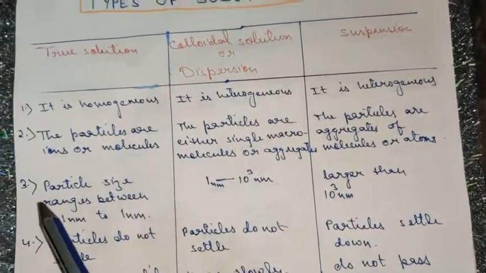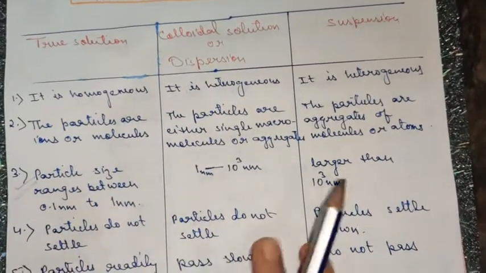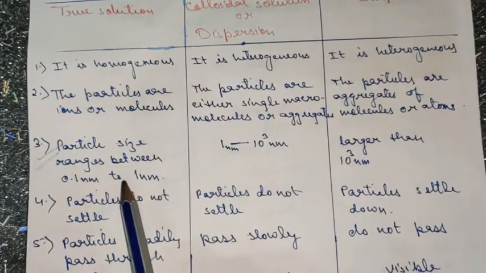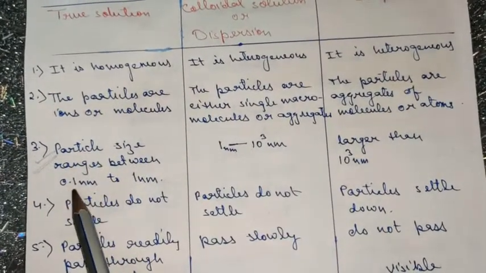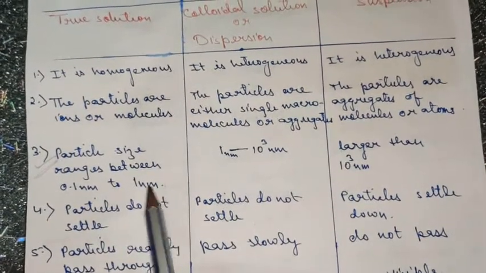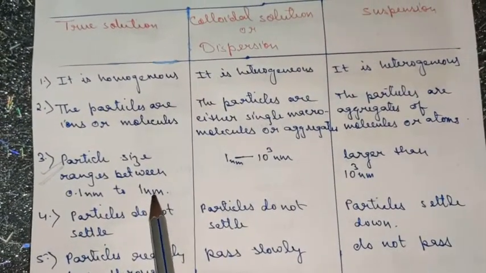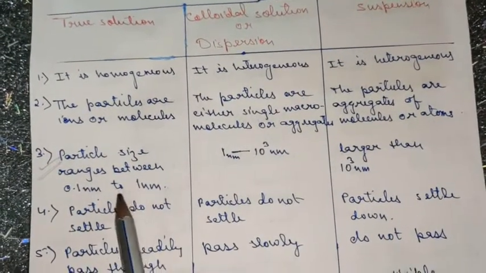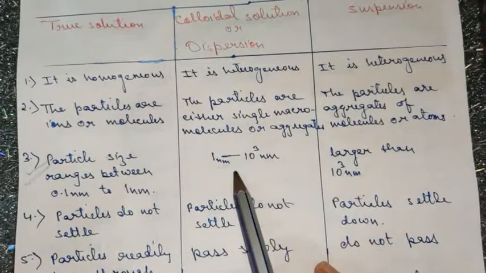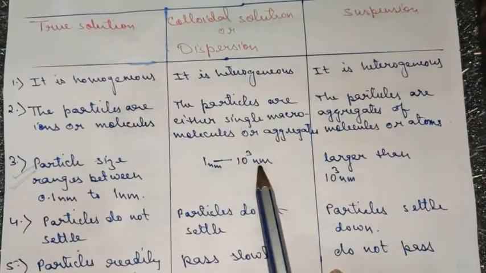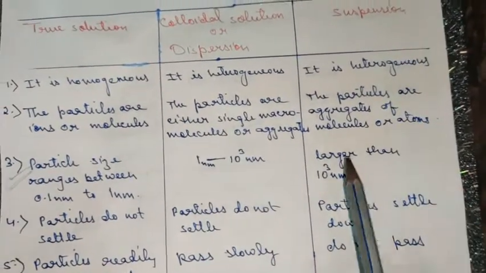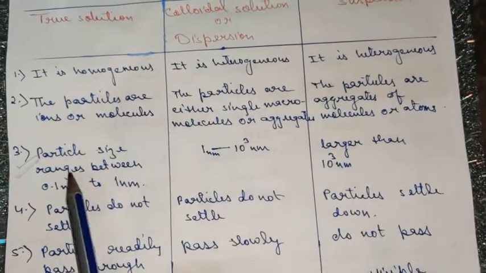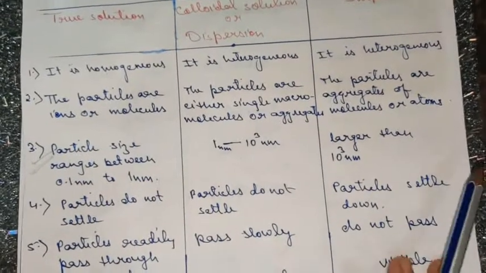Fine. Now coming to a very important point, that is the particle size. Children, this is very important. Particle size, the range of the size of the particle in true solution is 0.1 nanometer to 1 nanometer, which is very minute. 1 nanometer is equal to 10^-9 meter, and this range is very minute. Colloidal solutions, the range is between 1 nanometer to 1000 nanometer. And suspension, the particle sizes larger than 1000 nanometer. Please remember this range of size.